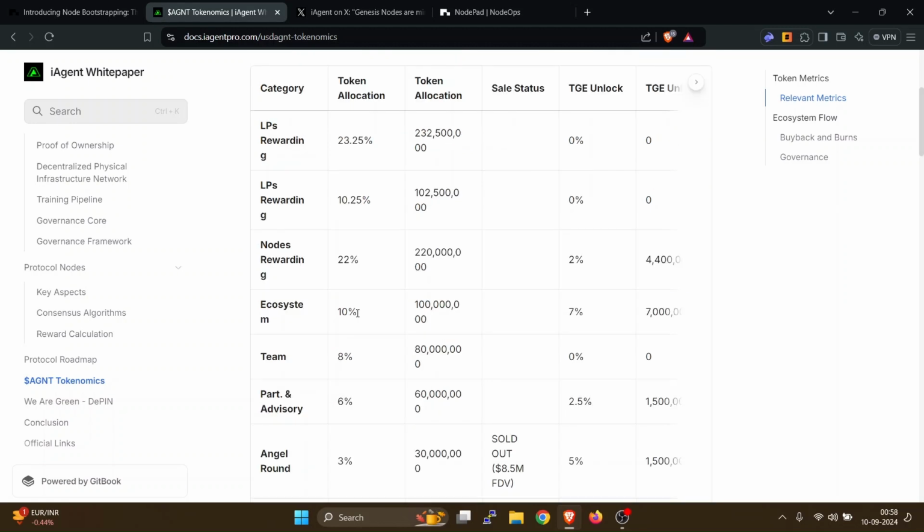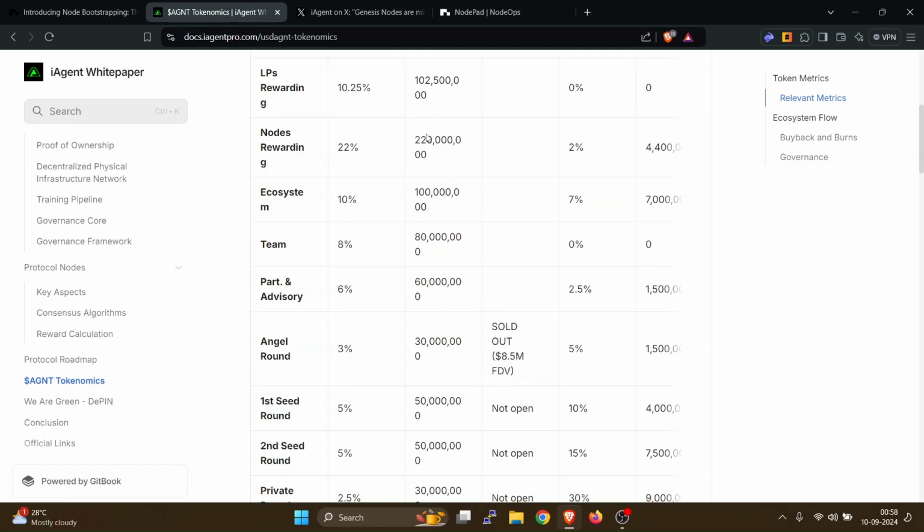So let's see the token allocation breakdown. The node operators got 22% of the total supply, which is 220 million, reserved for the node operators who run the infrastructure and contribute to network security and decentralization. So these incentivize node runners by offering significant rewards to maintain the decentralized infrastructure.